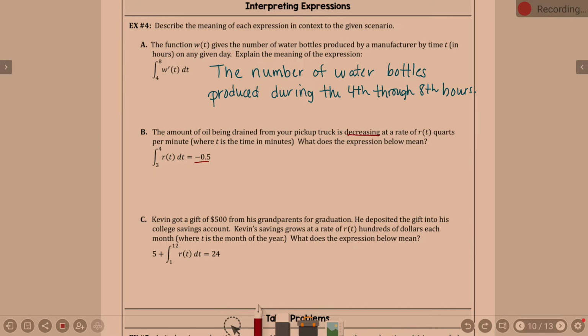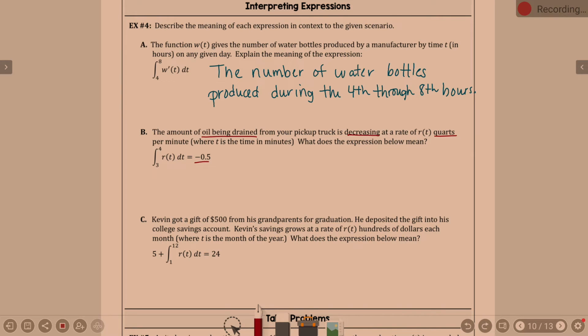And what is it that's decreasing? The oil draining, right? So how much oil drains? So a half quart, right? The negative would indicate it's decreasing as opposed to increasing. So between minutes 3 and 4, or between the 3rd and 4th minute, a half quart of oil drained from the truck.